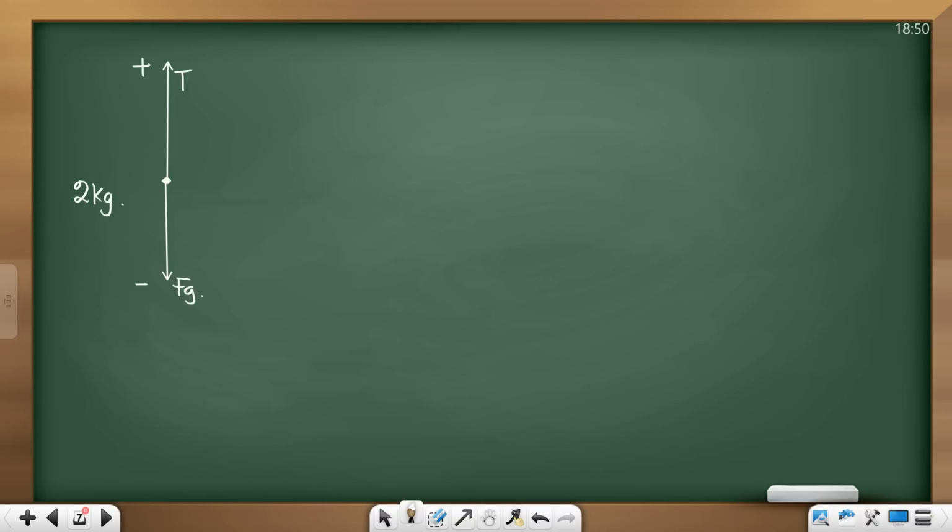So this one will be positive, and this one will be negative. Can we use our Newton's second law? F net equals to what? MA. Which forces are acting? 2 of them, right? So what do we have? Positive T plus negative Fg. Does that make sense to you? Equals to what? MA. T minus mg equals MA. What is the mass again? 2. What is g? 9,8.